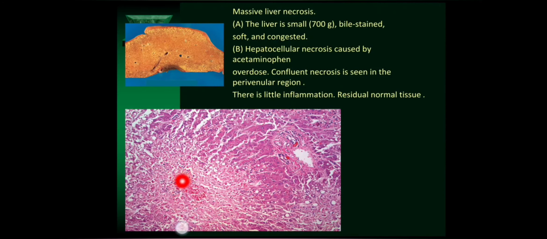Usually it will start in the central vein zone and the portal triad will be left out, because this is zone 1, which is showing normal, and this is zone 3. Any kind of hypoxic injury first starts with the central vein, as I have told you.